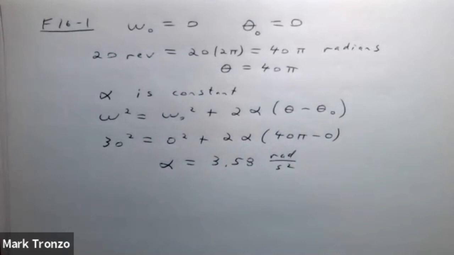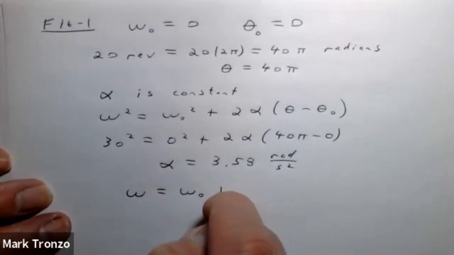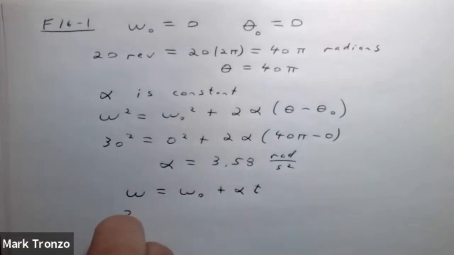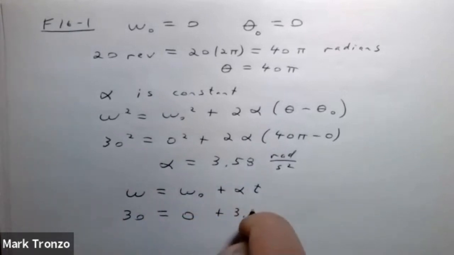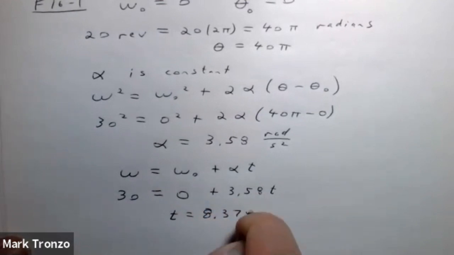Now it wants to know how long it takes to get to that velocity. Then we can just use the other equation we had: omega equals omega naught plus alpha t. So we have 30 radians per second, starting from rest, and the acceleration we just found, 3.58 times t. T is 8.378 seconds.